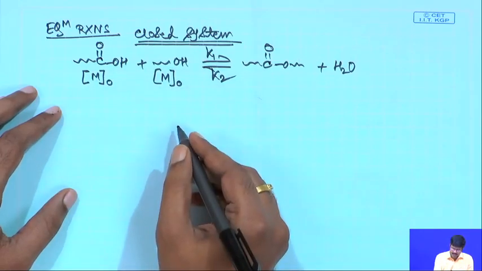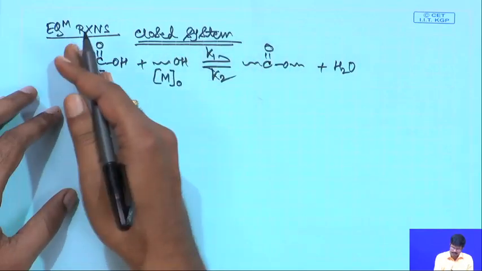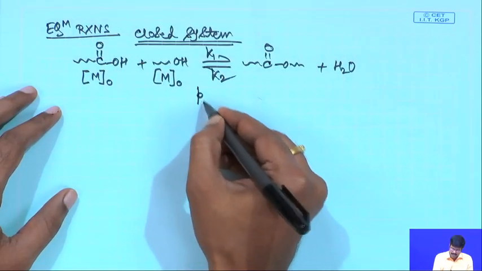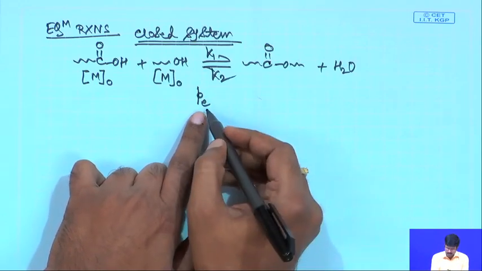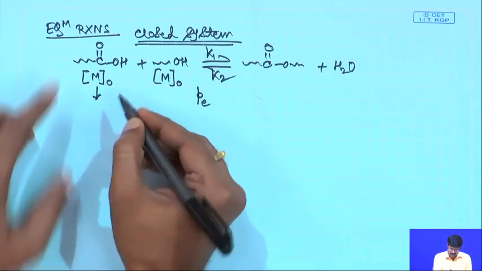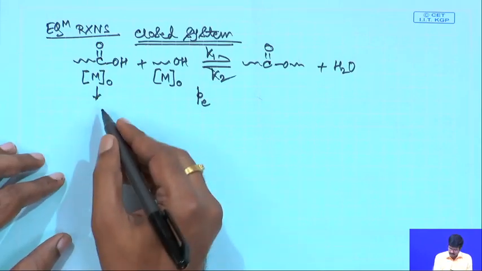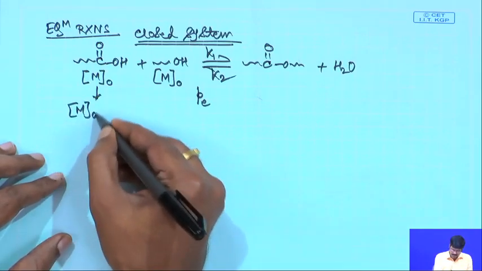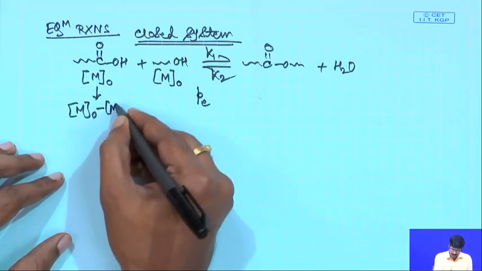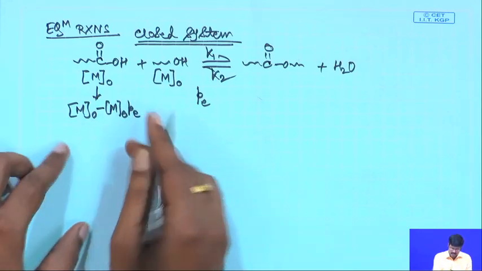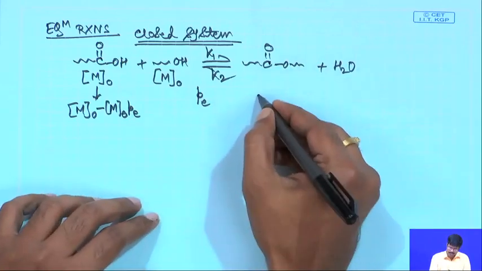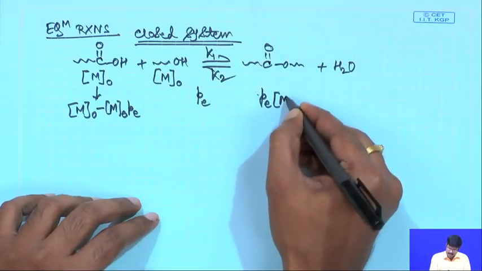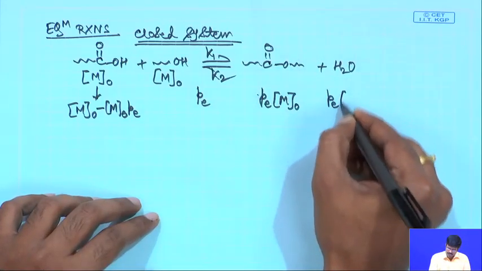When the equilibrium has been reached, let us say the extent of reaction is PE, where E stands for equilibrium situation. So, at equilibrium, what is the concentration of this m0? It will become m0 minus m0 into PE, same concentration will be for this. What will be the concentration of the products? It will be PE into m0 and this will also be PE into m0.